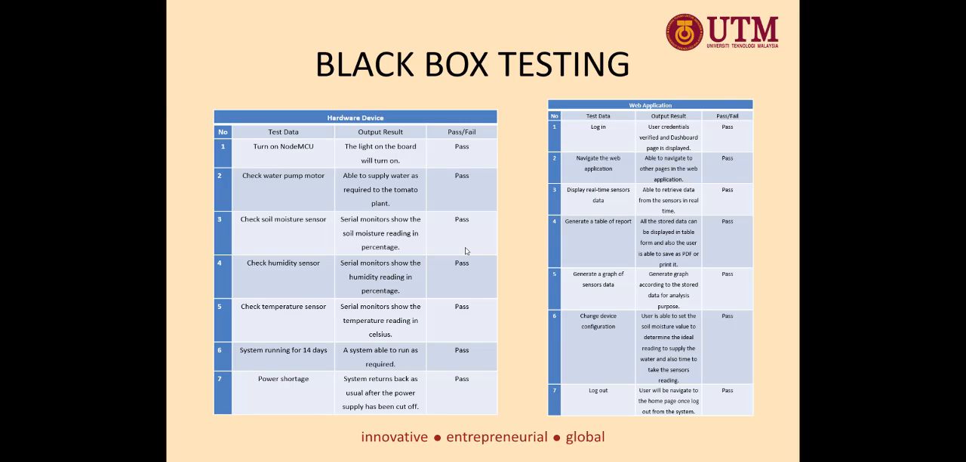Second is to check the water pump. It is able to supply water as required to the tomato plant. Third is to check the soil moisture sensor. The serial monitor shows the soil moisture reading in percentage. Fourth, check the humidity sensor. The serial monitor shows the humidity reading in percentage. Fifth is to check the temperature sensor. It shows the temperature reading in Celsius. The system is able to run for 14 days without any issue.